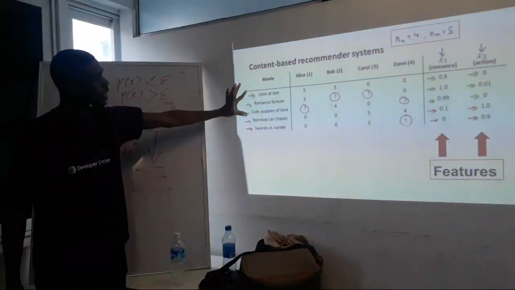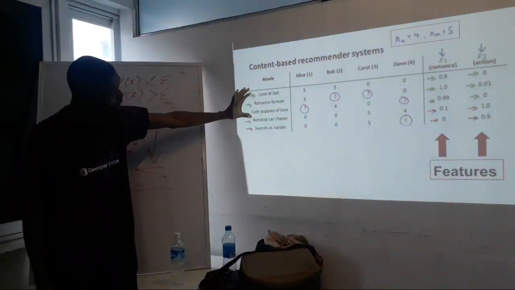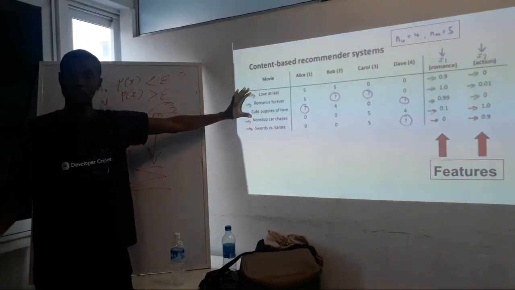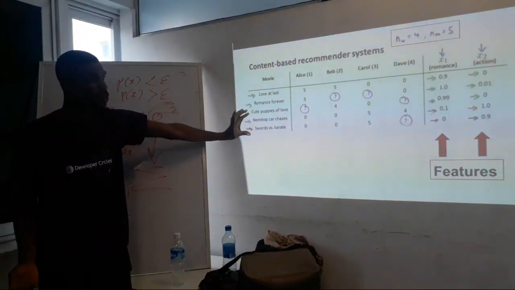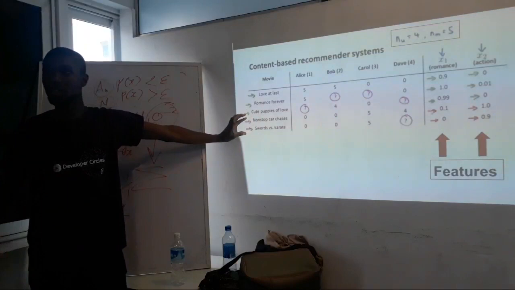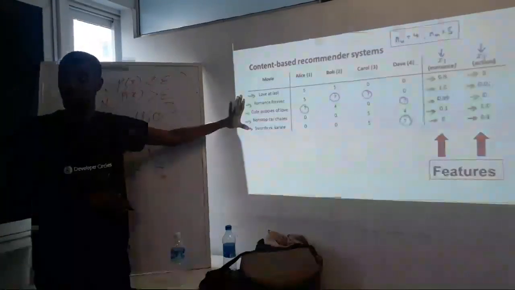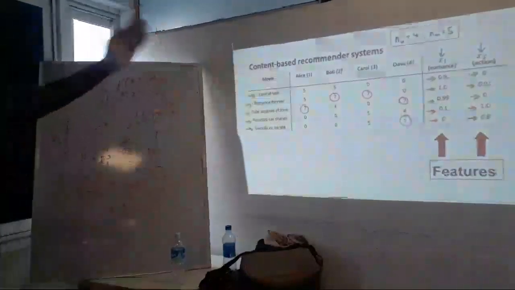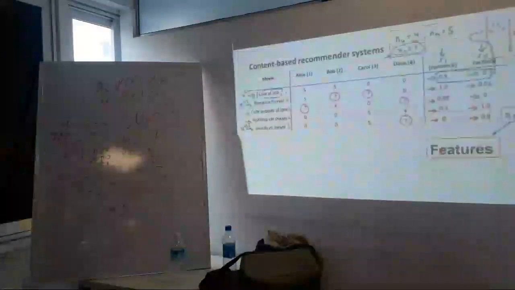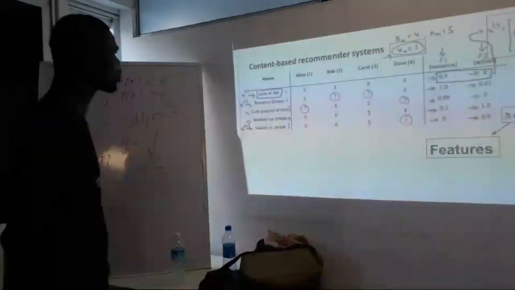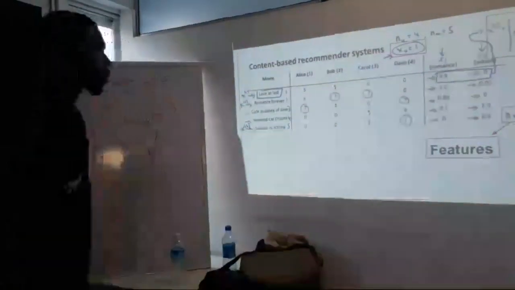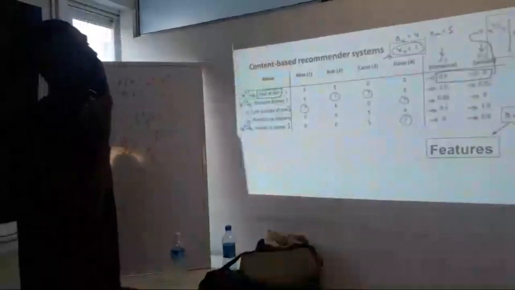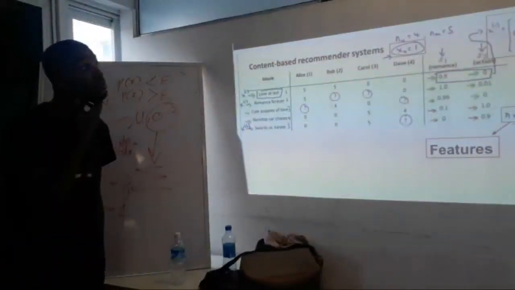So we know that the first three movies are romance movies. The last two are action movies. We can use it to classify the movies we have here, right? So we are going to bring in features. These features are romance and action. So the first thing is the number of features we have here, n equals 2.